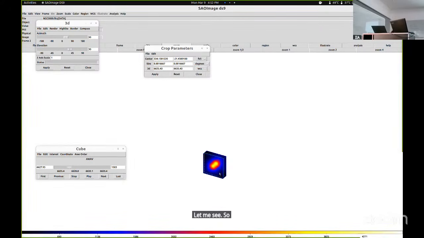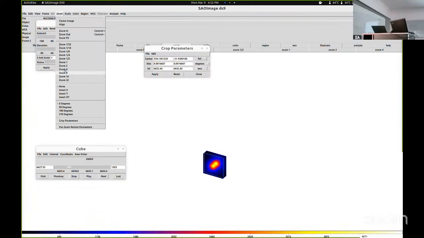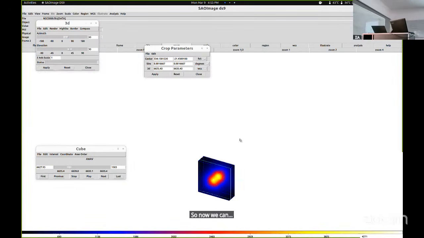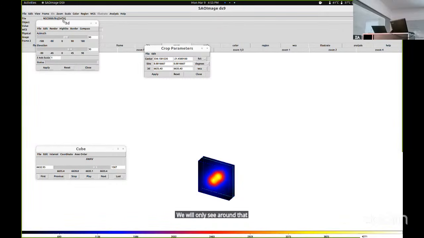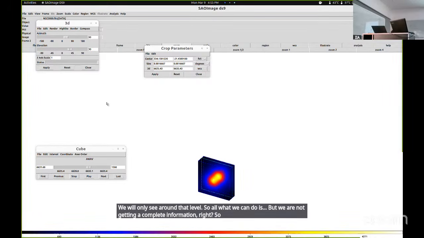So now we can see here. This is the box around that wavelength. So we can play. Now you can see this cube has only a limited wavelength range, from 6625 to 6635. If we play, we will only see around that wavelength. But we are not getting complete information, right? Yes. So we can just go to the slice itself.